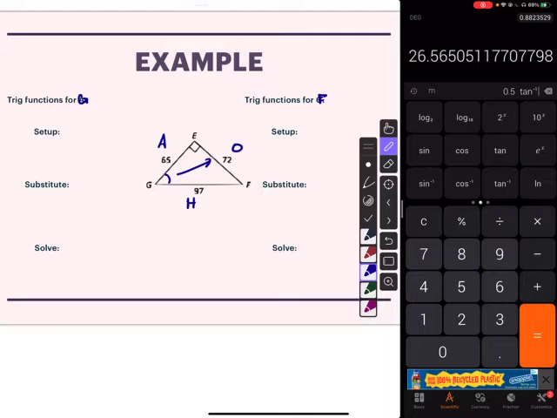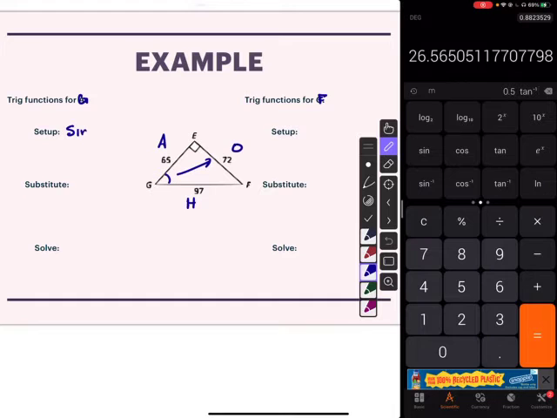We're trying to find angle G, so we have opposite and we have adjacent. If we know opposite and adjacent, we could use tangent. But they've also given us the hypotenuse here, so let's use a different trig function this time. This is opposite, this is hypotenuse. I'm going to use the sine function.